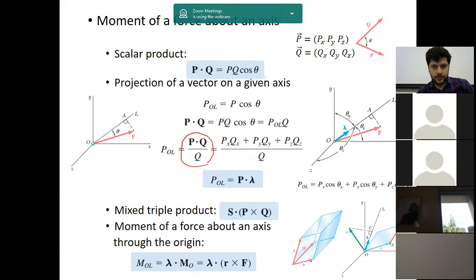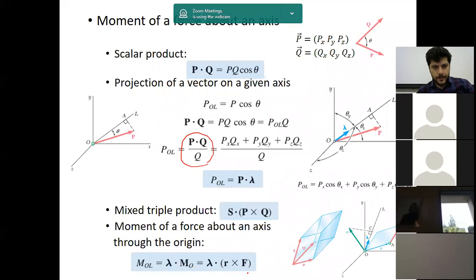And so we go forward, we have the triple product. If we have three vectors, we can define S dot P cross Q. This represents the volume of the parallelepiped that these three vectors are forming. So P cross Q would give you another vector perpendicular to the plane that P and Q lie in, and the dot product would give you the volume.